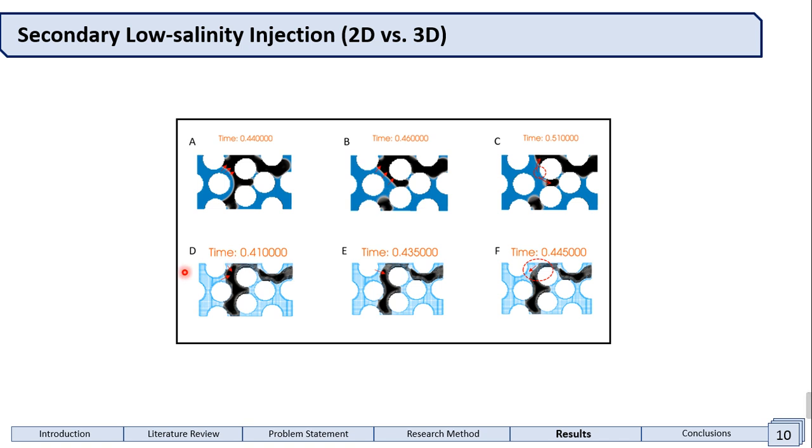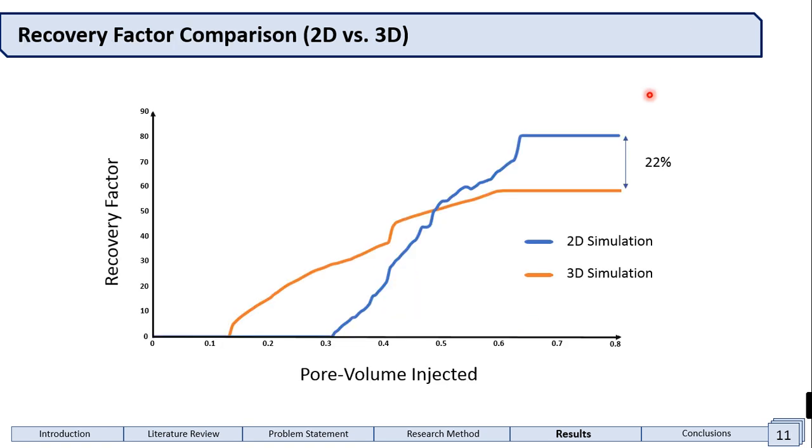Nevertheless, in the 3D simulations, under the influence of corner flow, a multidirectional displacement results in a major oil entrapment, as observed in figures D to F. The 22% difference in the recovery factors between the 2D and 3D simulations is assumed to be caused by the influence of corner flow and the consequent change in the flow regime.